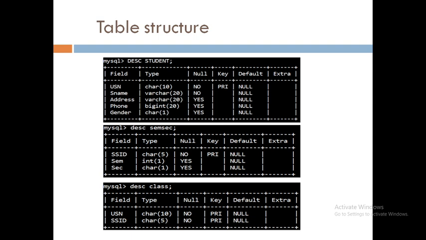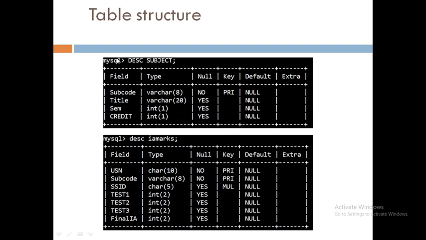Now this is the description of each table. The student table, you can see here, student, SEM section and class. Then we have subject and IA marks.